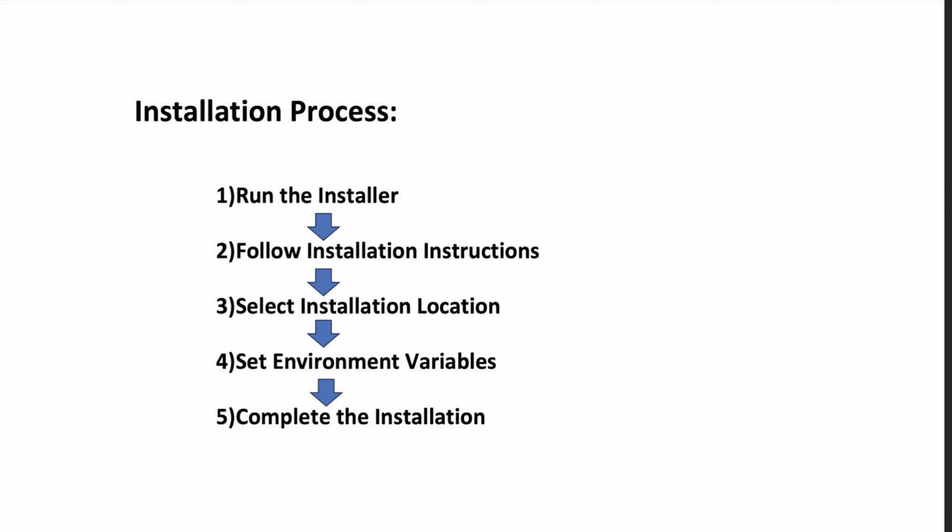For the installation process, you need to follow these 5 steps and you will be good to go. So the first step is run the installer, and after that you follow the installation instructions. And the third step is select the installation location. If you want to change the location, you need to change the location. But if you want to leave it as default, that is also something you can do. And after that you need to set the environment variable. I'll tell you how you can set the environment variable.